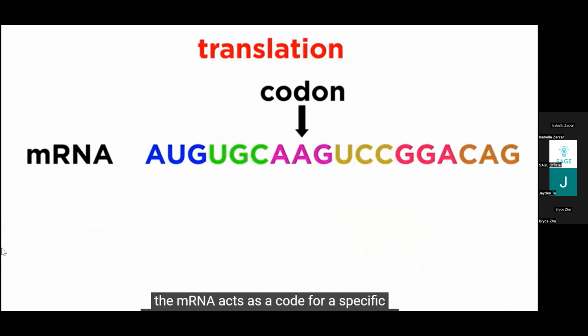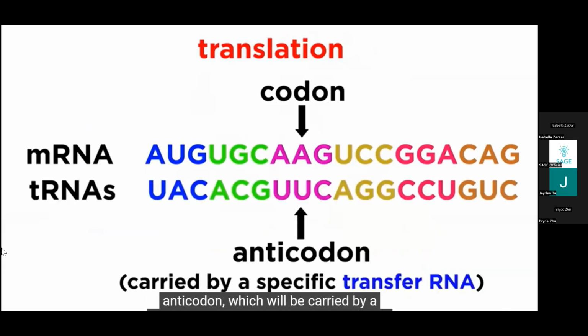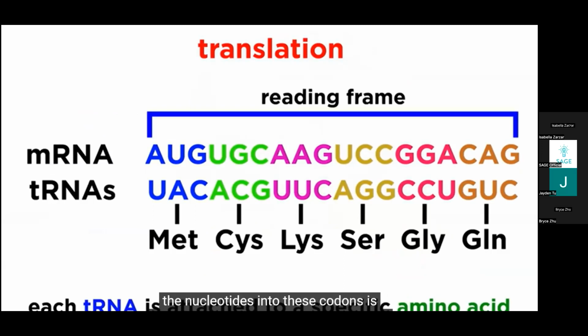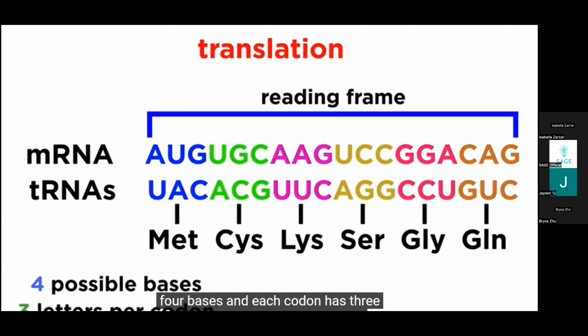This happens because each set of 3 bases on the mRNA, which we call codons, will code for a specific anticodon, which will be carried by a specific transfer RNA, or tRNA. And each different tRNA is covalently linked to a particular amino acid. The arrangement of the nucleotides into these codons is called the reading frame. Since there are 4 bases and each codon has 3 letters, 4 cubed gives us 64 different possible codons, which is more than enough to code for all the amino acids we need.